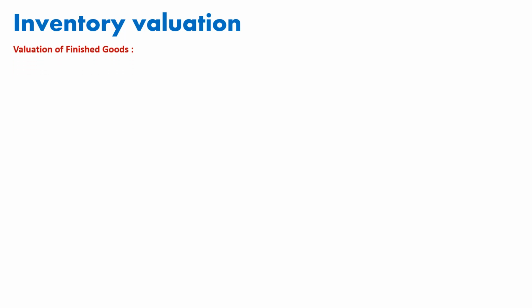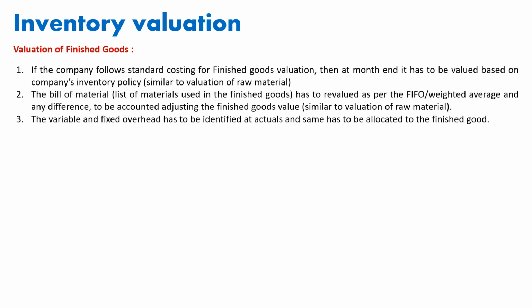Valuation of finished goods. If the company follows standard costing for finished goods valuation, then at month end it has to be valued based on the company's inventory policy, similar to what we saw in the previous slide. So standard costing is good for controlling, but it is not allowed to value the inventory as per the accounting standard requirement. So whether it is raw material, WIP or FG, in all three cases you can't follow standard costing. The bill of material, that is the list of materials used in the finished goods, has to be revalued as per the FIFO weighted average, and any difference to be accounted.